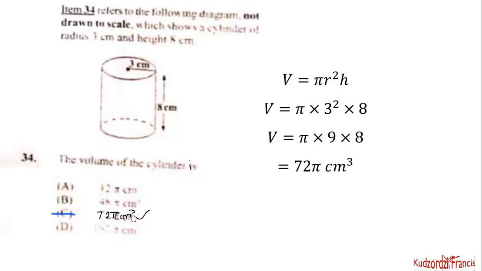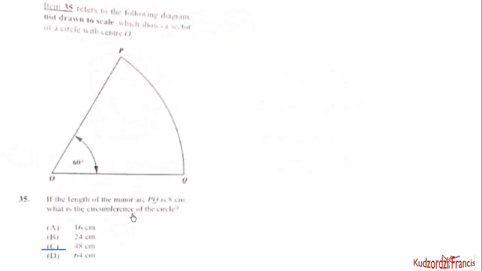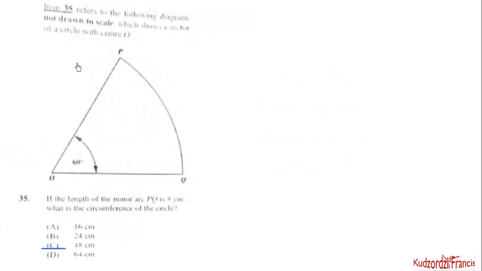So the answer is C. Correct choice is C. Then 35. Item 35 refers to the following diagram, not drawn to scale, which shows a sector of a circle with center O.